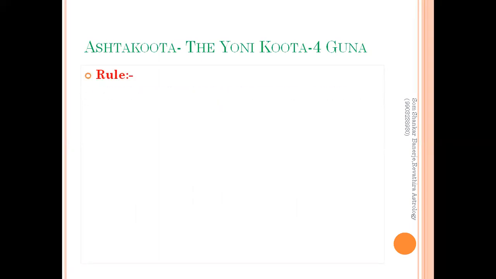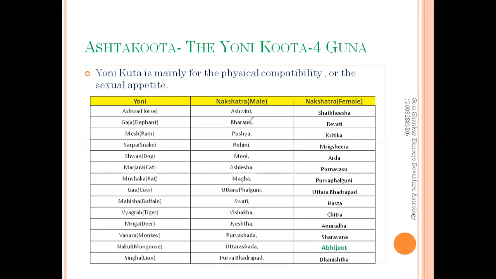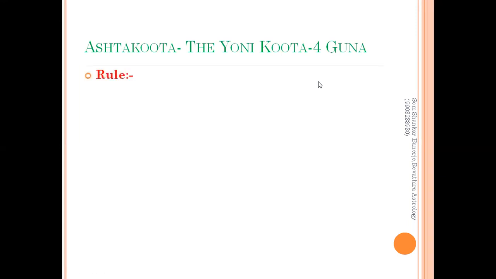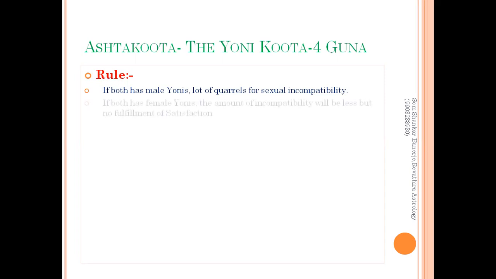if both are male yonis, imagine the girl and the boy are both male yonis from this particular section, then what does it mean actually? If both are male yonis, then a lot of quarrels from sexual incompatibility will be there. The astrologer can understand there will be incompatibility or always quarrels. If both have female yonis, the amount of incompatibility will be less, but satisfaction will also not be fulfilled. There will be dissatisfaction.